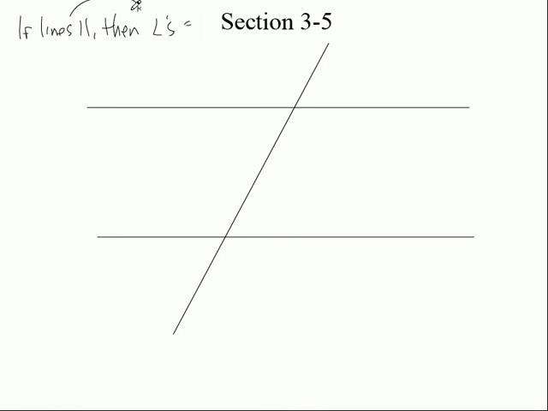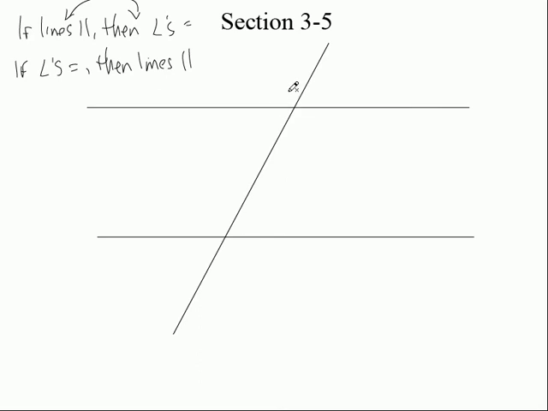If we flip them, change the if and the then. So now it's going to say if what? If the angles are equal, then what? Then the lines are parallel. Do you see that? I'm a little sloppy here, but that's okay. That's what we're going to do.